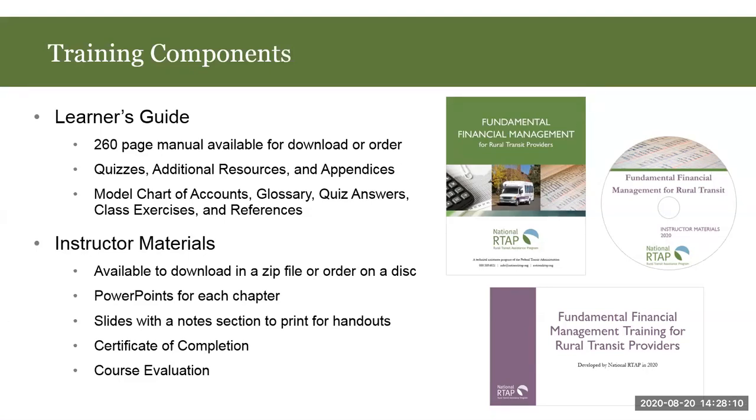Within this download set, we have PowerPoints for each chapter that go along with each chapter flow, so they can be used by an instructor or to helpfully summarize the page-by-page material in each of the chapters. Additionally, we have PDF slides that are the PowerPoint slides with a notes section that can be used for printing with the handouts. There is a certificate of completion, so if you're doing this instruction and need that along with the course evaluation, we have the certificate and course evaluation PDFs there as well as part of the instructor materials package.